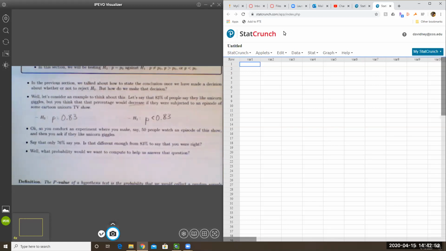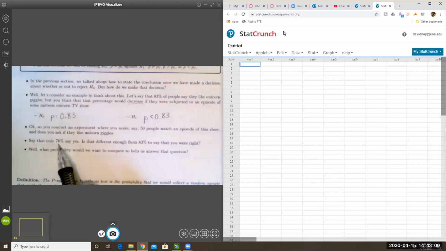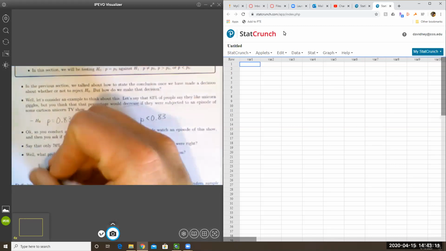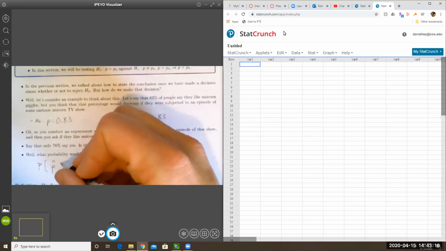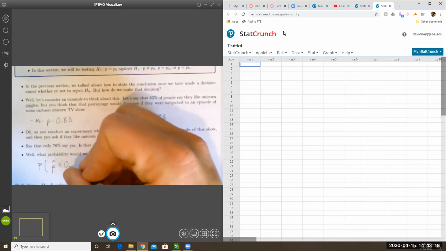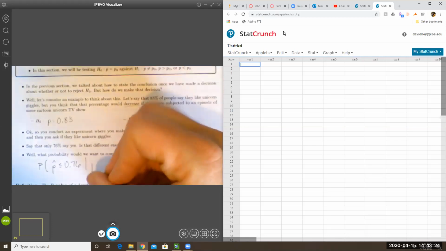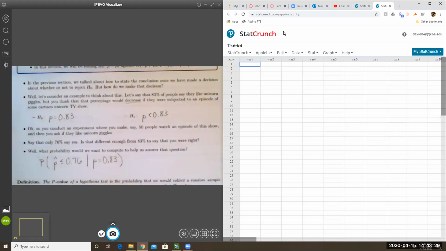Well, to answer that question, we would compute a probability. What probability would we want to compute? We'd want to compute the probability that we would get 76% if, in fact, the true proportion were 83%. In other words, we want to compute the probability that we would get a sample proportion of 76% or less, given that the true population proportion is 83%. That's the probability that we would want to compute.